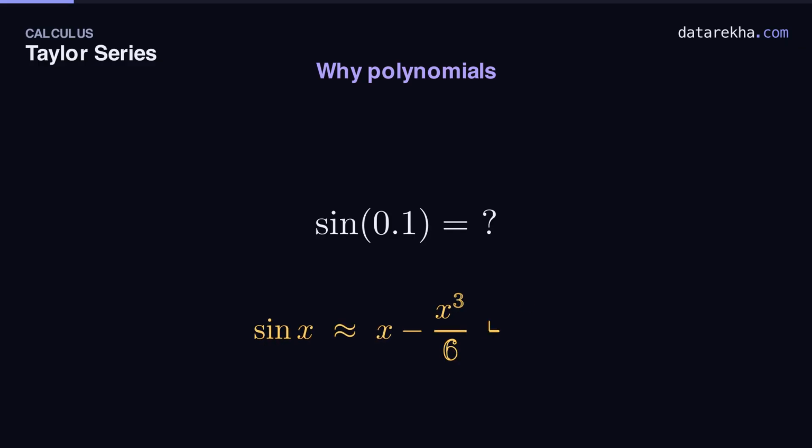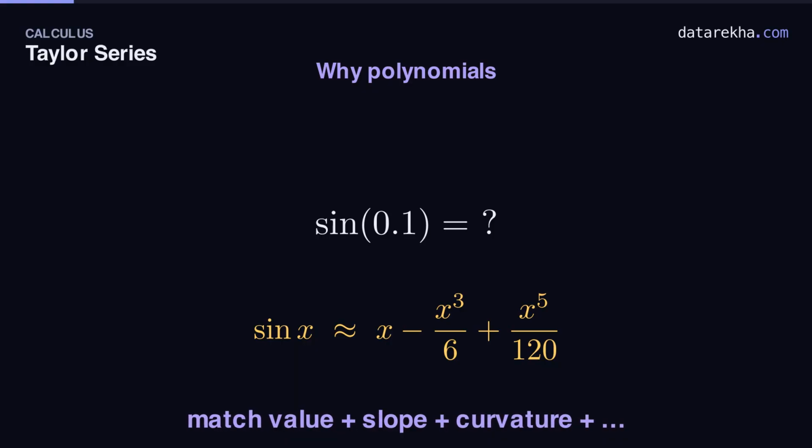Here's the secret. Deep inside, it swaps the sine for a polynomial. Just additions, multiplications, and powers that hugs the real curve near the point of interest. Machines are brilliant at polynomials. Today, we build that polynomial from scratch, the Taylor series.